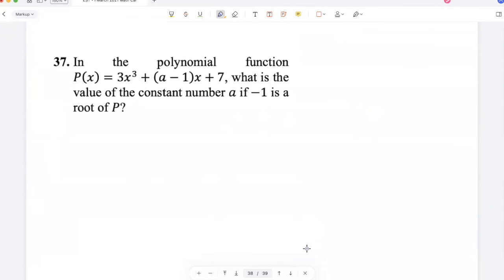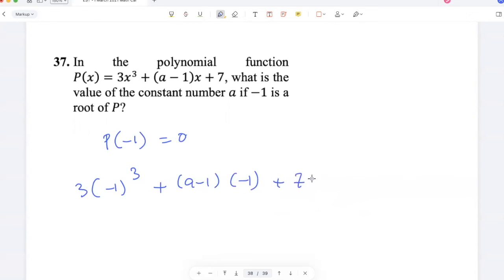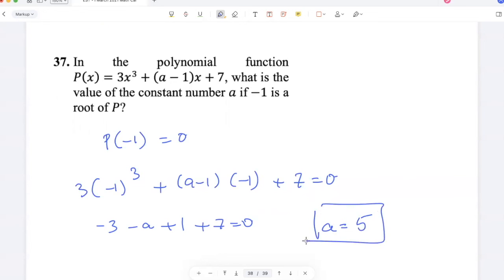In the polynomial function, what is the value of the constant a if -1 is a root? Okay, so if -1 is a root, then p of -1 has to be 0. So 3 times -1 cubed plus a minus 1 times -1 plus 7 is 0. So that's -3 minus a plus 1 plus 7 is 0. So a is 7 plus 1, 8 minus 3, 5. So a is 5.